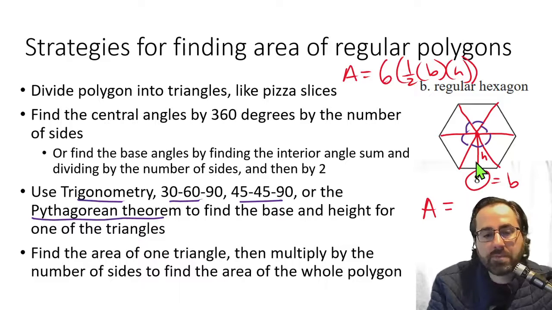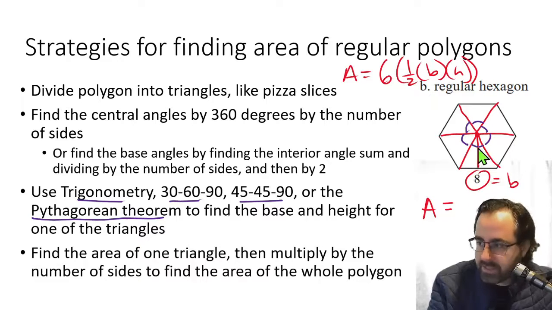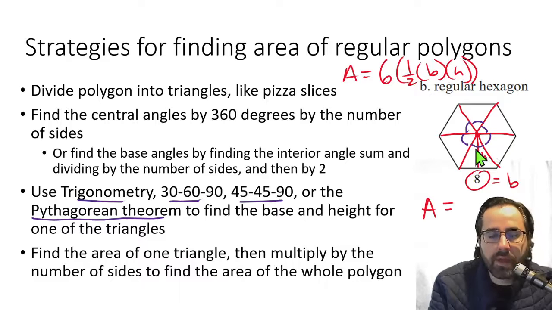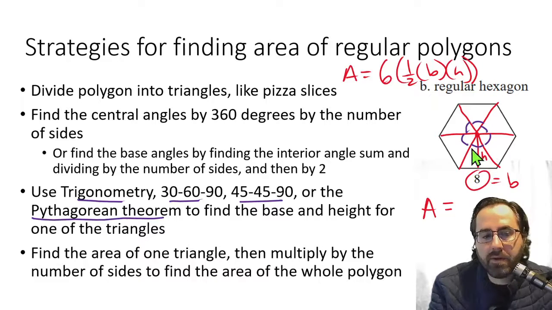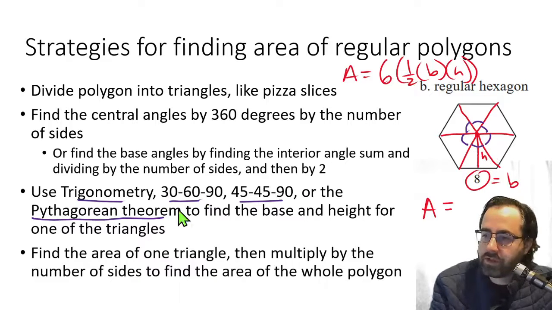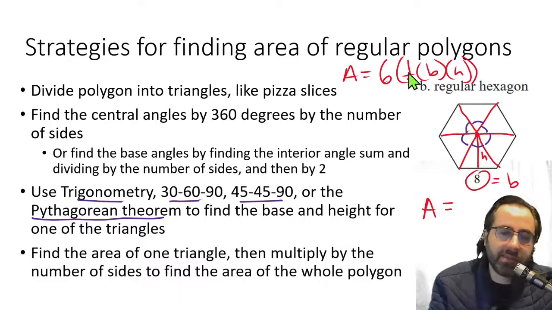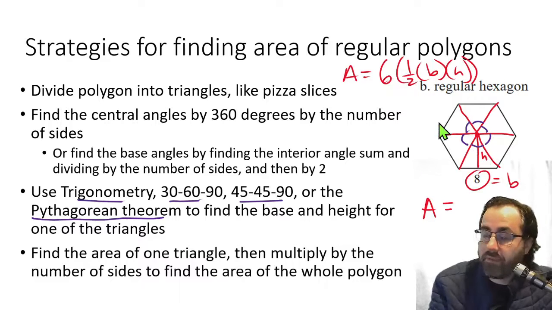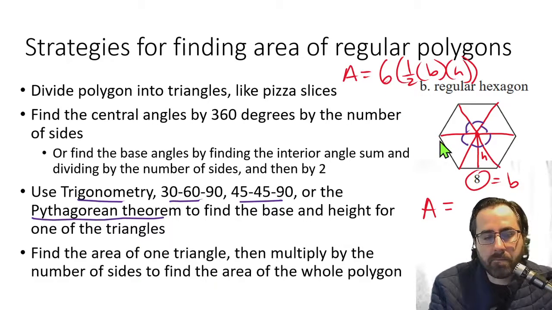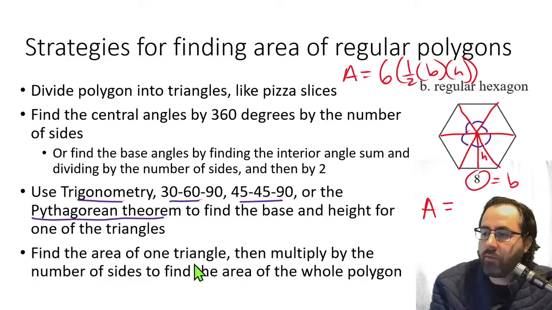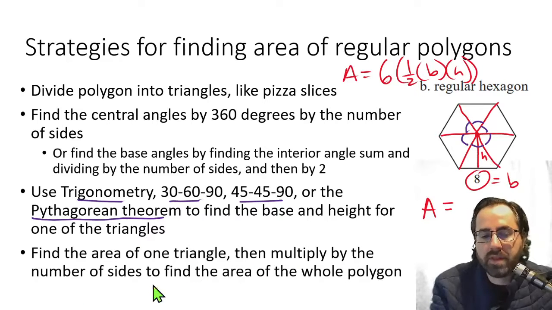So that's pretty much what we're going to do. We're going to find this angle that I have drawn in purple, and we're going to use that angle with trigonometry or one of these other shortcuts to find the base and the height. And then once we find the base and the height, we can multiply the base and the height times 1/2 times the number of triangles and find the area of the entire polygon. So we find the area of one triangle, then multiply by the number of sides.